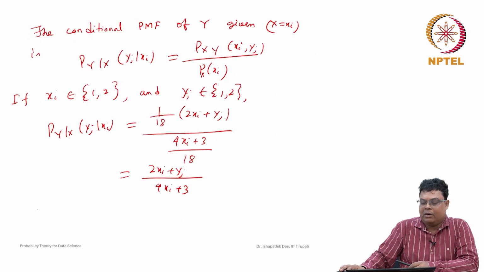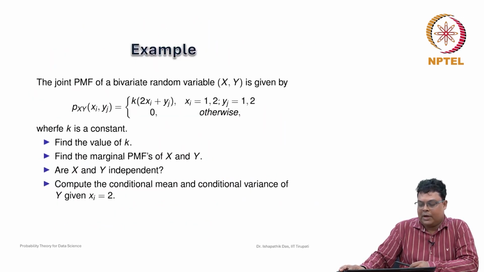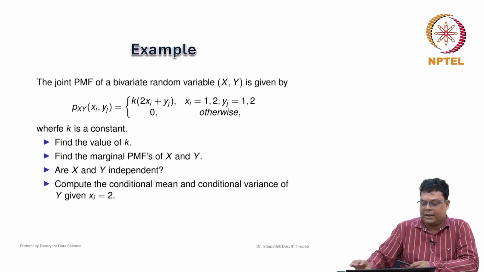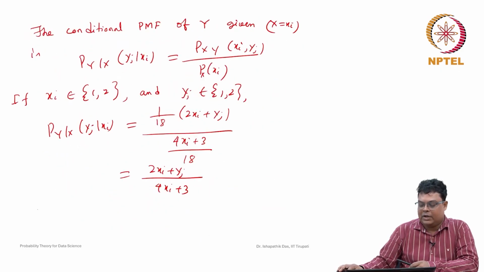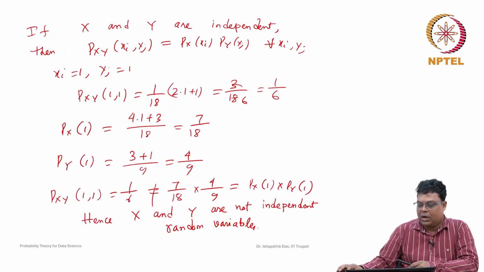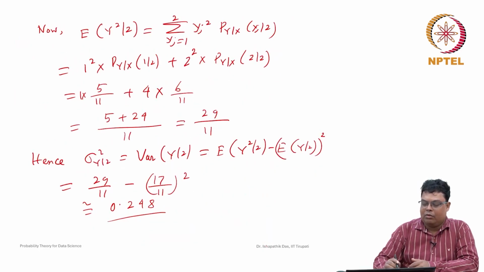For finding the conditional mean and conditional variance, you first need to find the conditional probability mass function. With respect to that, you can find the conditional mean and conditional variance. So in this question we computed the conditional mean and conditional variance of y given x equal to 2. The conditional mean we found is 17 by 11.